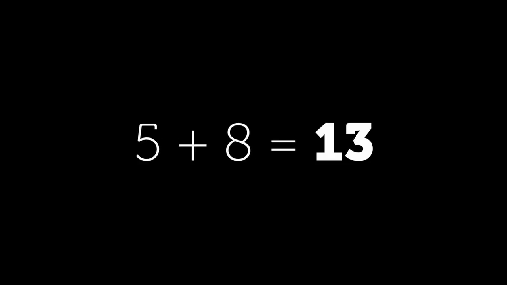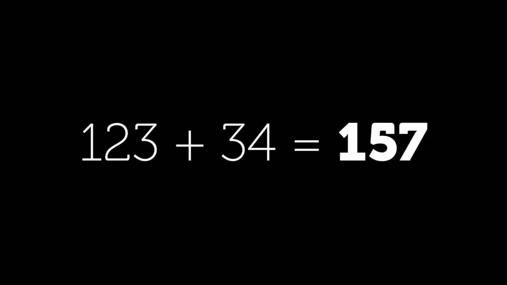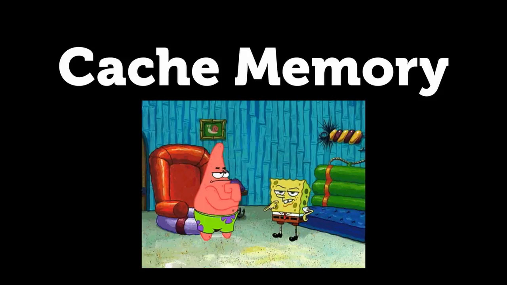So what is 5 plus 8? Yeah, it's 13, right? You don't have to think about it. But what is 123 plus 34? Yeah, it is 157. So let's try that one more time. What is 123 plus 34? Yeah, it is 157. You don't have to think about it. And that's what we call cache memory. But for real, it's called human cognitive cache. And as long as you're experiencing something familiar, you don't require any effort to understand it.